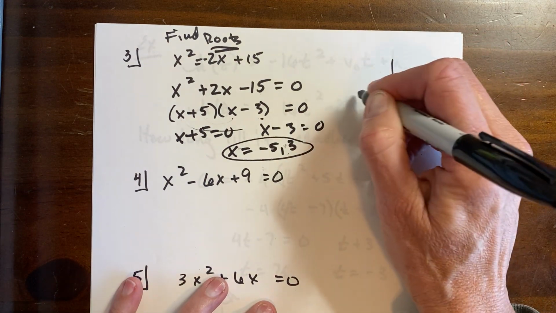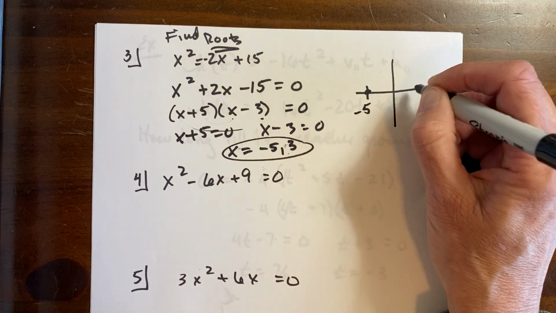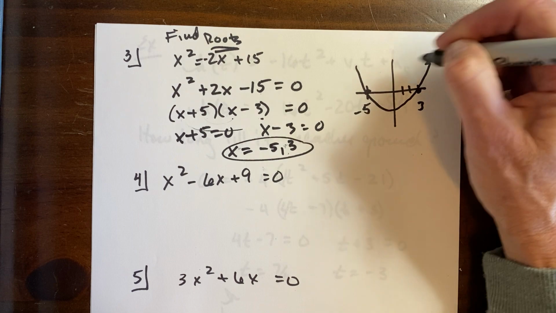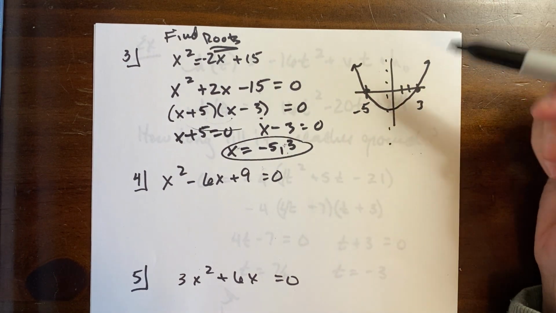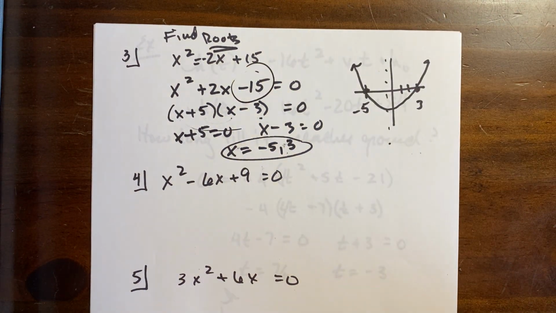If I were to graph this again, it crosses the x-axis at negative 5 and at 3, and it's positive, so it opens up. We could do more work to find the axis of symmetry and to find the y-intercept. The y-intercept is actually negative 15 right there.